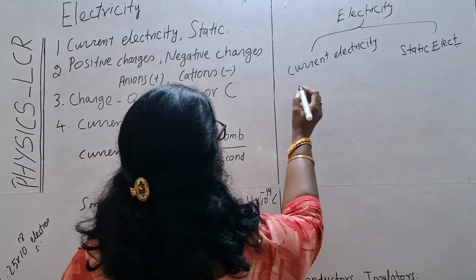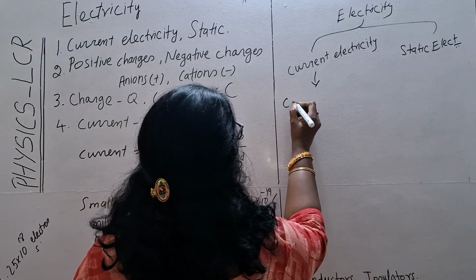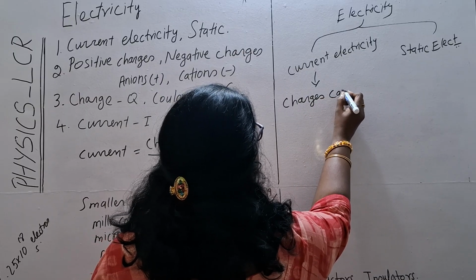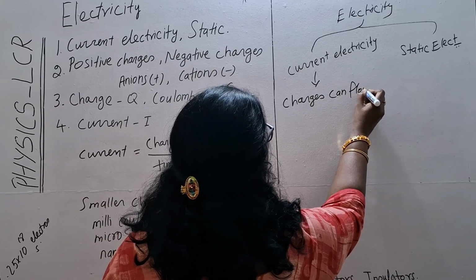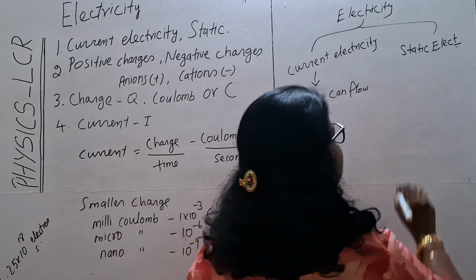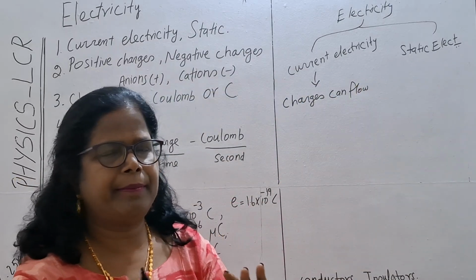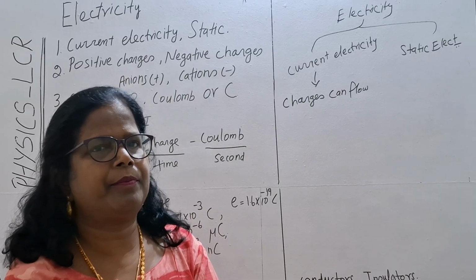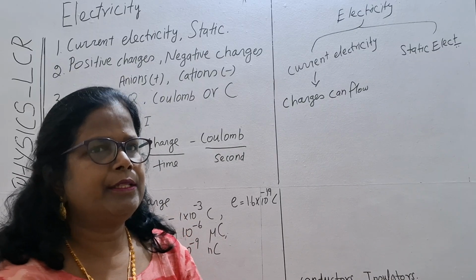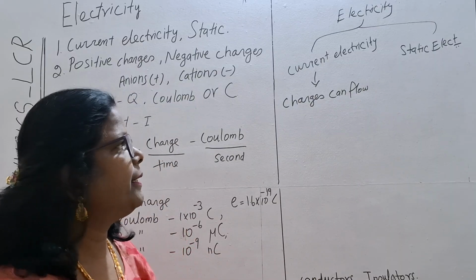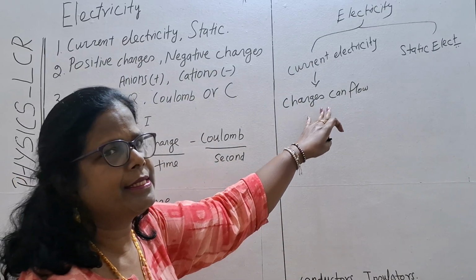Here charges can flow. Here, charges cannot flow. They will remain in some particular place, staying there only. There is no movement. That is static electricity. In current electricity, charges can flow.